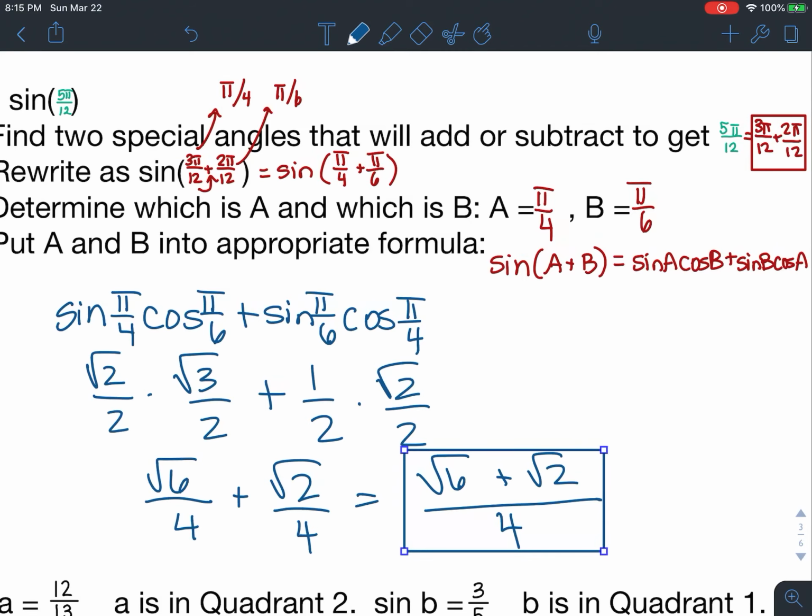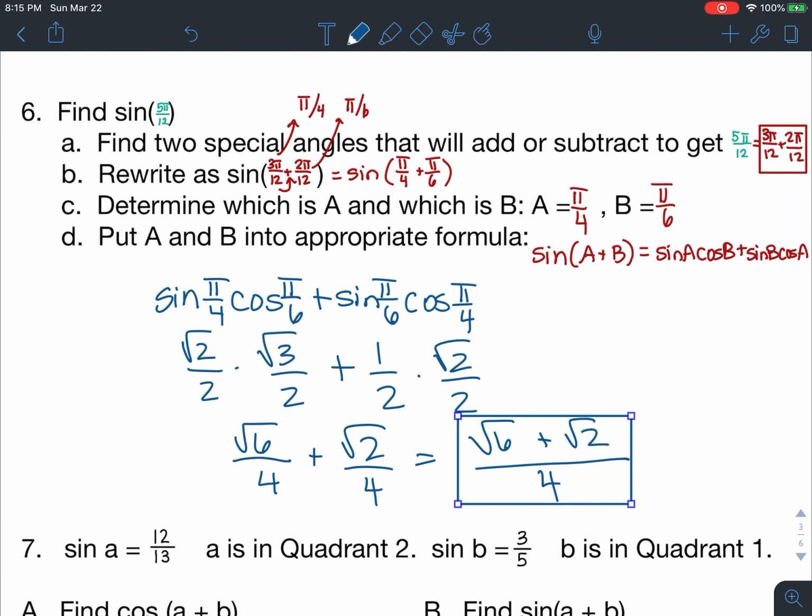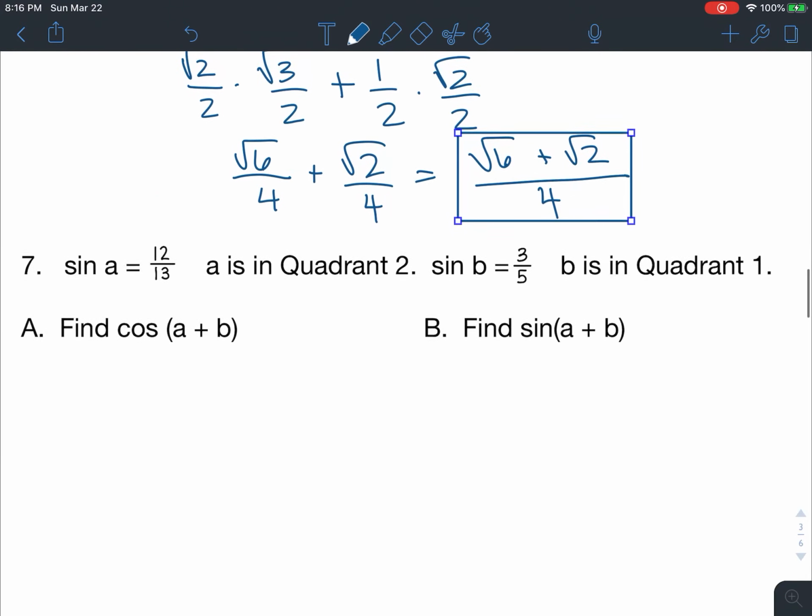All over 4. Again, it looks a lot like the other answers, but these are all twelfths or 15 degrees. So it does make sense because reference angles tend to have the same looking sine and cosine.